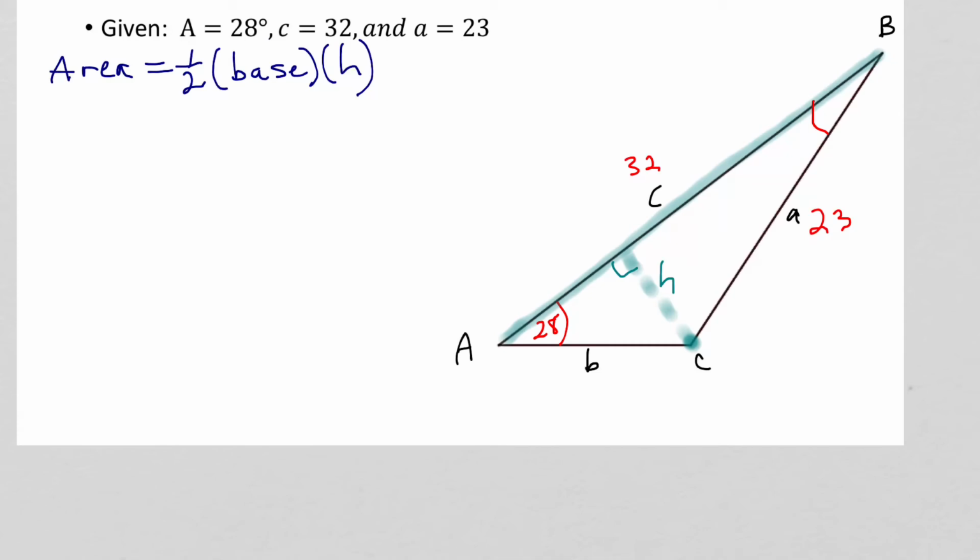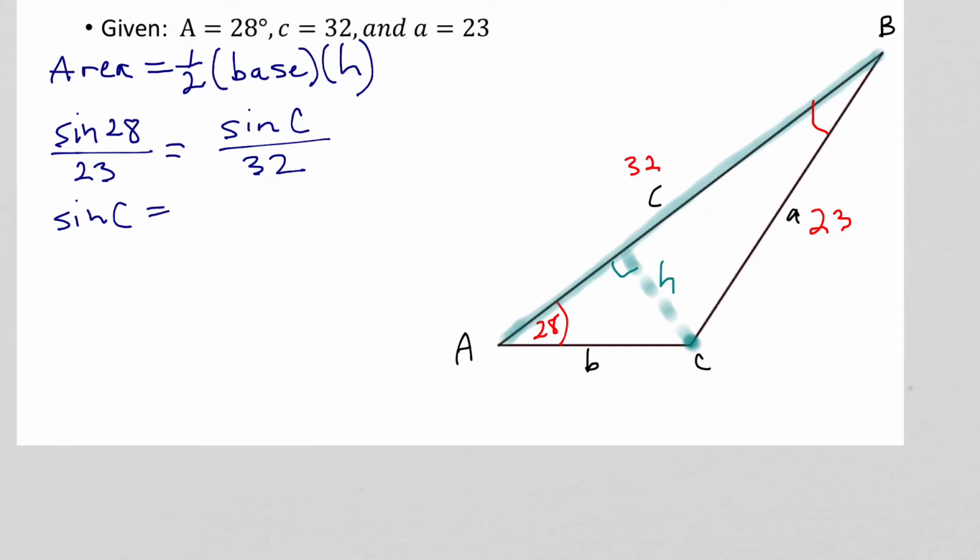So I'm going to set up the law of sines. So that's the sine of 28 divided by its opposite side, 23. And then I've got the sine of the angle C opposite the side, 32. So that means sine of C is equal to, cross multiply and divide.